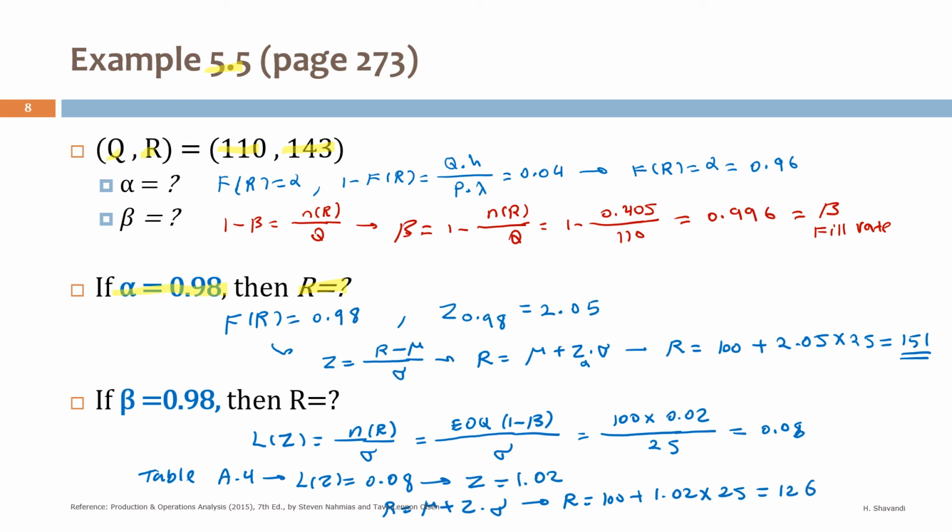So yeah, as you see here, if the fill rate of 0.996 is too much for us and we want to decrease this to 0.98, then we need to decrease the reorder point from 143 to 126. Okay, and that's it for the first part of this section. So we'll have more models of uncertain inventory models in the next parts. Okay, thank you.